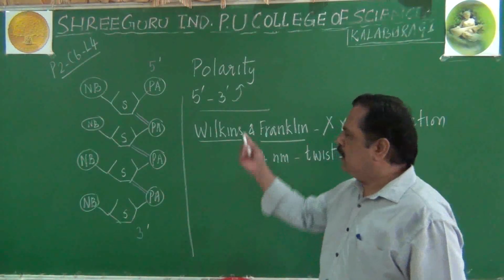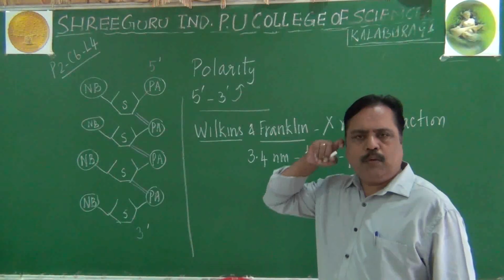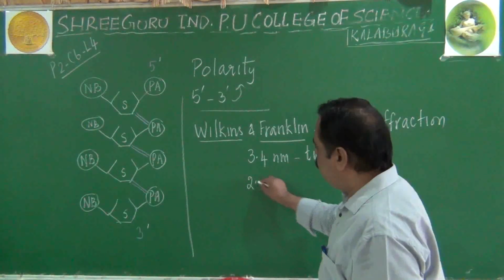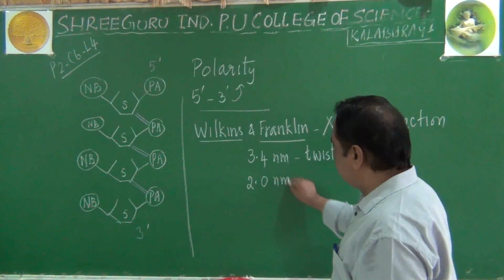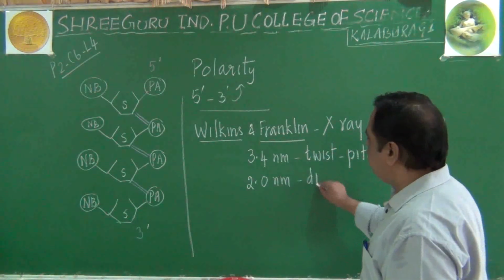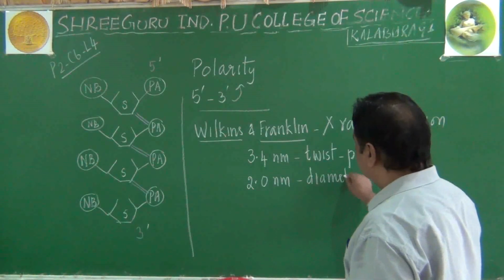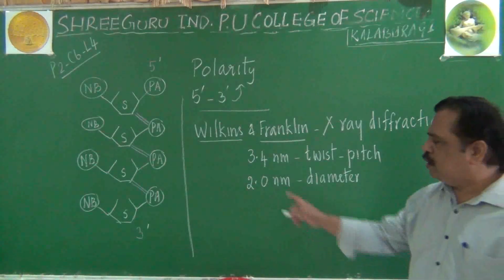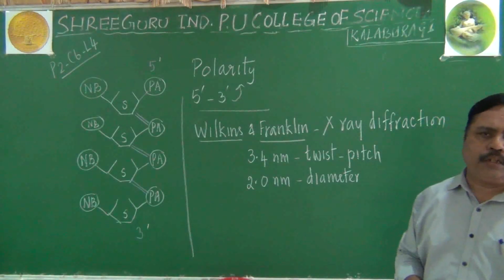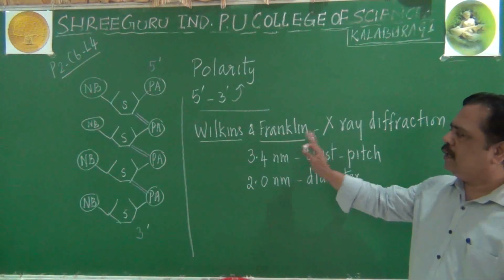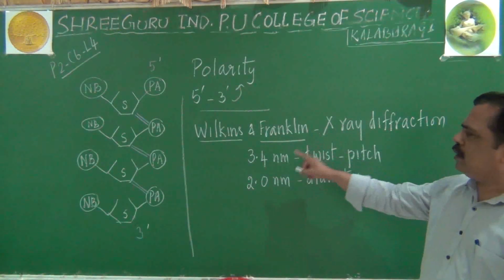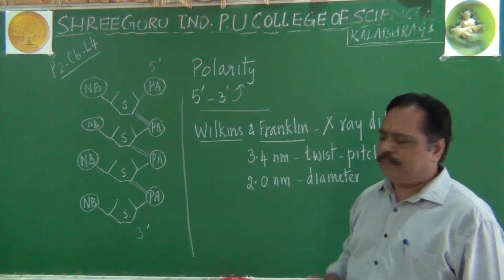Similarly, they gave one more idea about DNA structure. That is, 2 nanometer is the diameter of the DNA. They proposed another idea. The diameter of the DNA is how much? 2 nanometer. They came to a conclusion. This is regarding Wilkins and Franklin. Okay. Through X-ray diffraction, they proposed these two ideas.